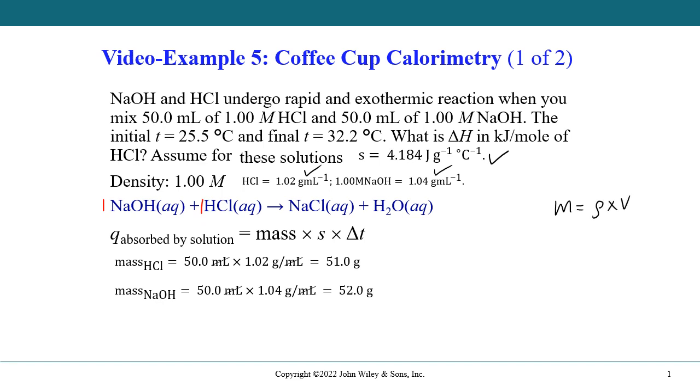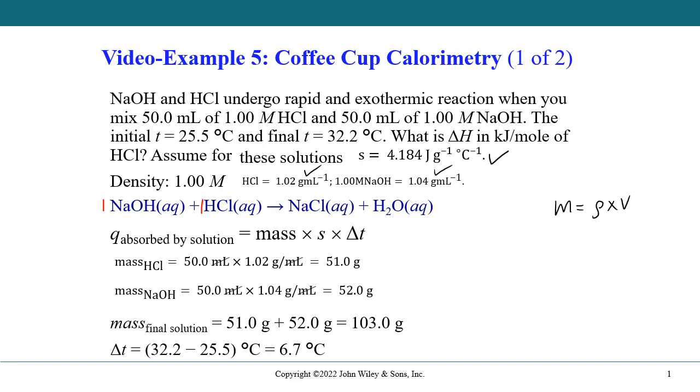Okay, so then we have the masses. We then can find the total mass of the solution by adding the two together, because remember, when we add them together, their volumes and their masses are therefore additive. And so we have a total of 103 grams of solution. And finally, we can work out the temperature change, which is found to be 6.7 degrees C.